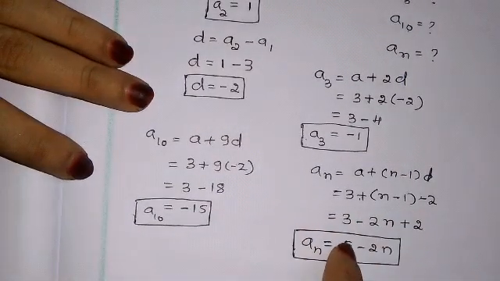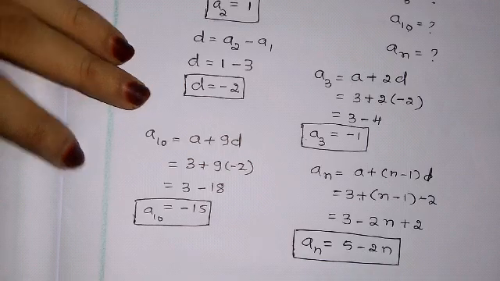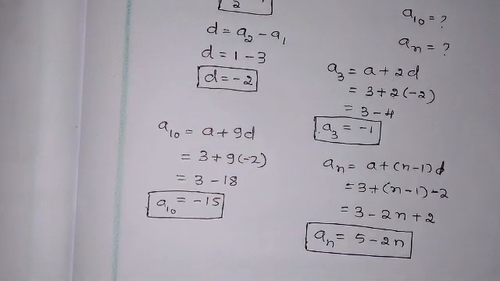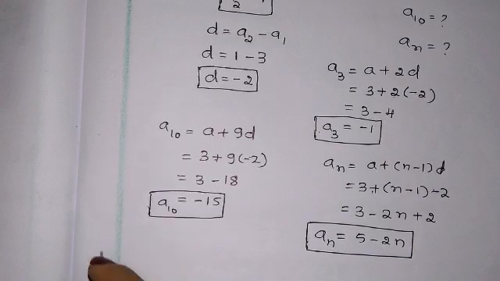3 plus 2, 5 minus 2n as it is. This completes question number 11. Let us see now question number 12.